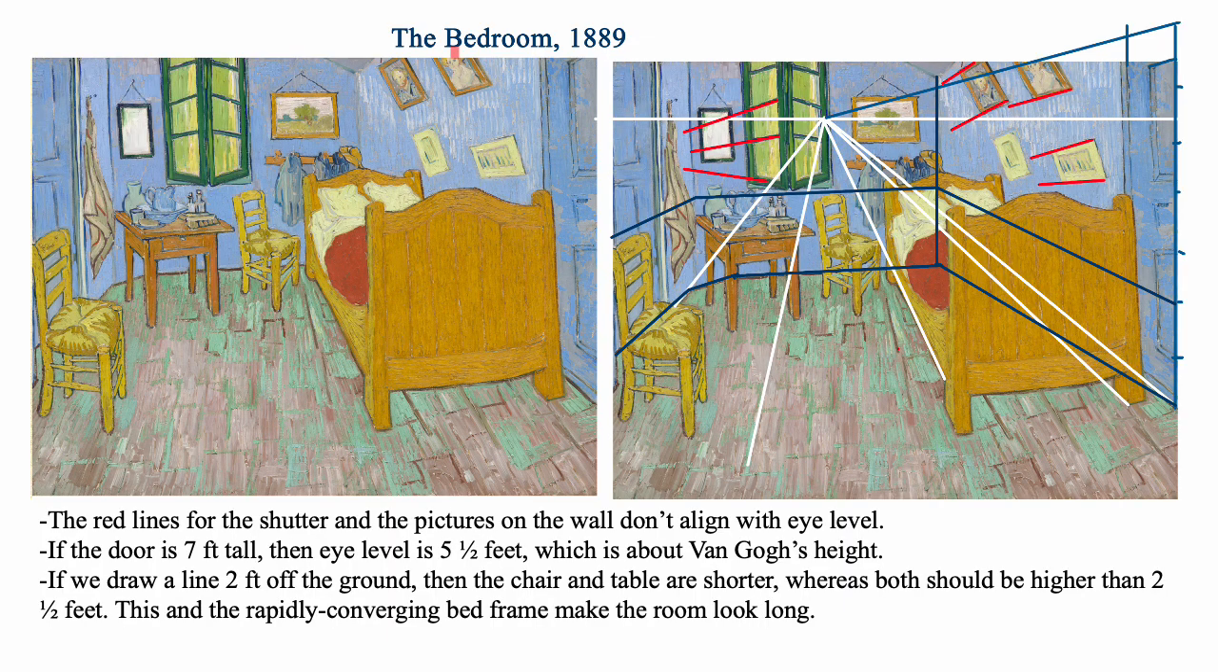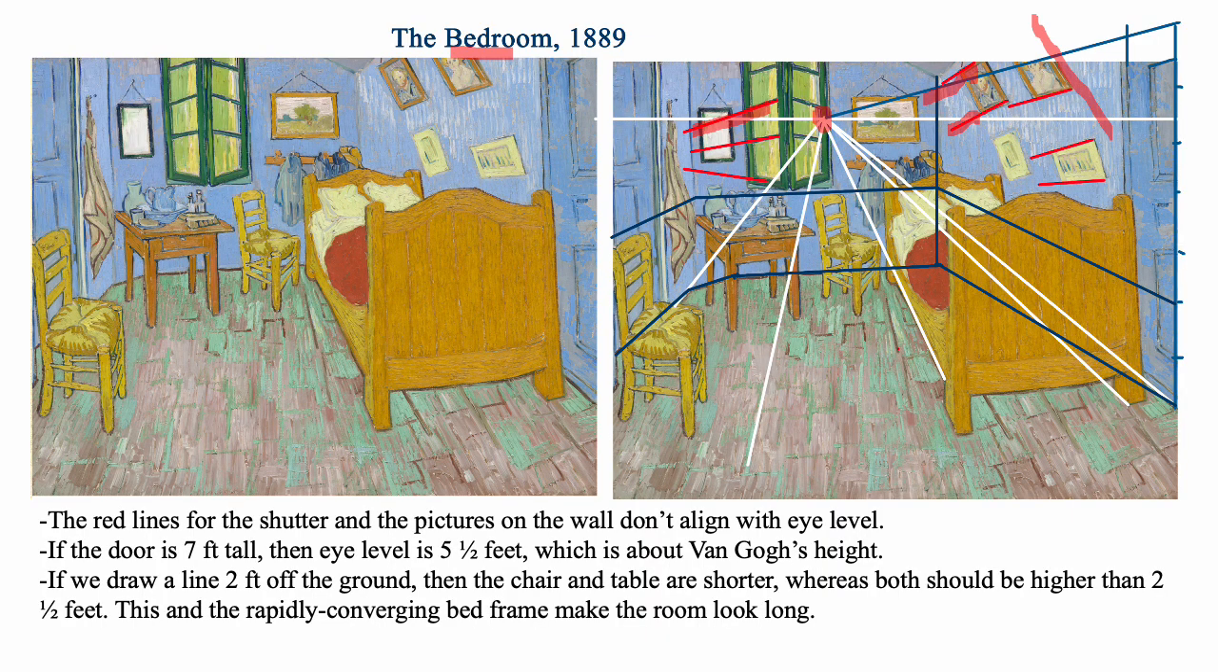This is a picture of Van Gogh's bedroom, and the bed and the room align perfectly toward this vanishing point on eye level. But the shutters don't, nor do these pictures on the wall. These pictures make the wall here look as if it slants inward.